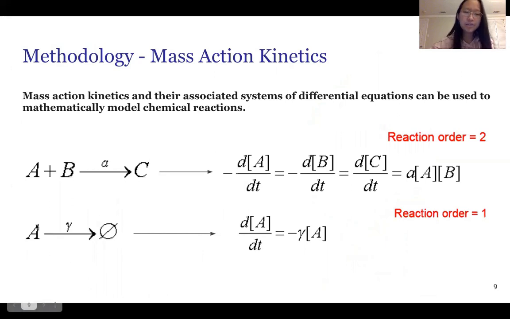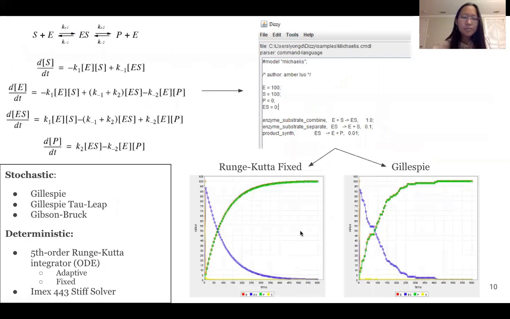And here we also have a degradation reaction, which can be modeled similarly. This might be a system some of you are familiar with. It's the very common Michaelis-Menten system. So basically, it's enzyme forming a product with substrate, and then we take this complicated system of differential equations and we put it into DISY, which is the chemical modeling software, and we can create deterministic and stochastic models.